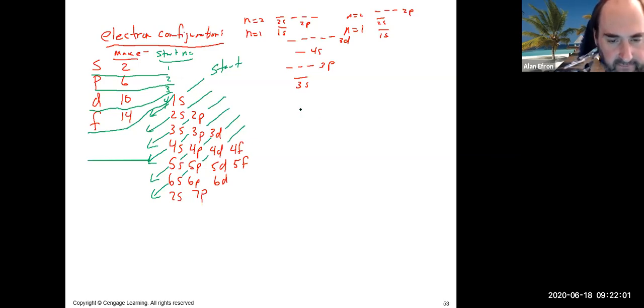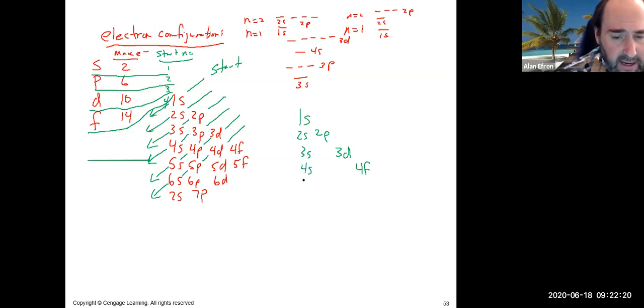You just go, okay, first energy level, that's where the s's start. Second energy level, that's where the p's start. Third energy level, that's where the d's start. Fourth energy level, that's where the f's start. And then you can just fill in the rest of it like I did over there, knowing that n goes from 1 to 7.